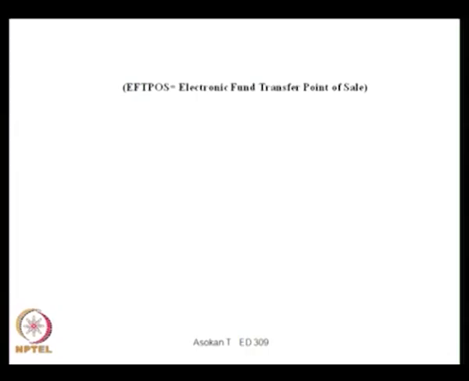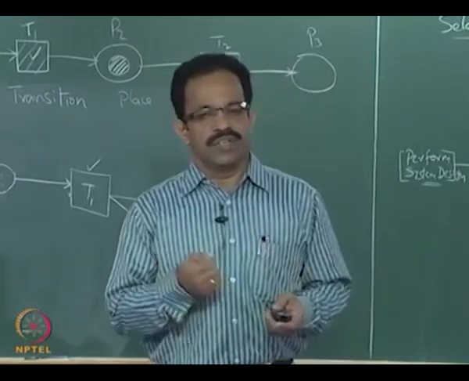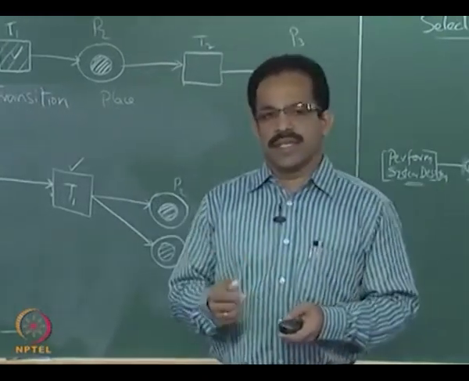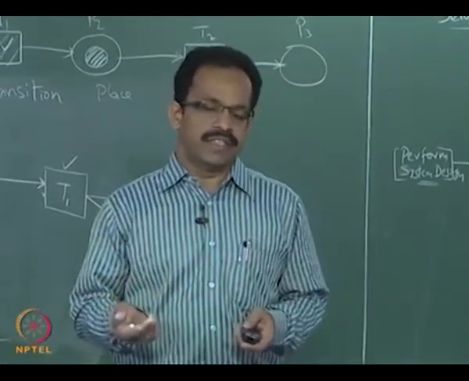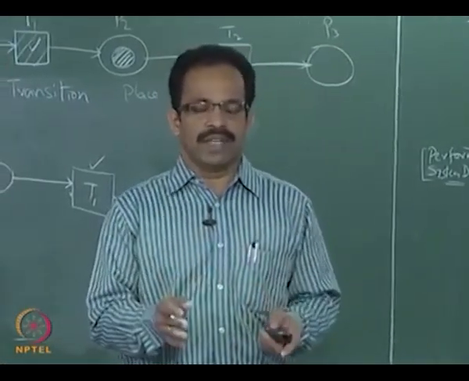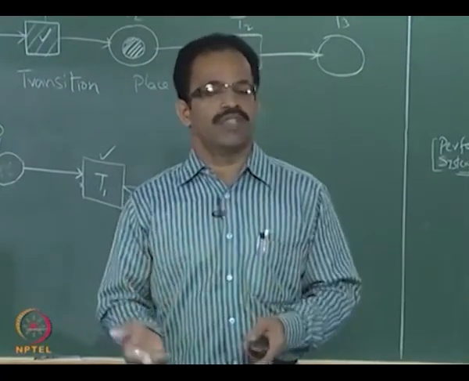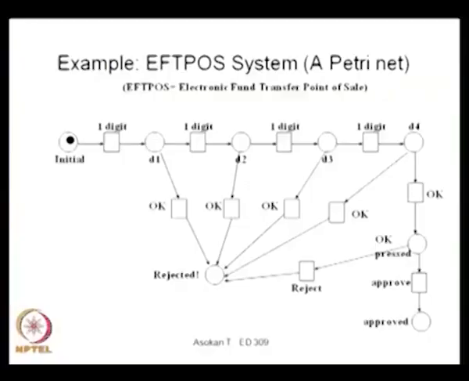Let me take an example and show you how to actually represent a scenario using the Petri net. So here we take again a simple example, an electronic fund transfer point of sale. We know that we normally go to an ATM machine or an electronic point of sale, we have to insert the card and give the password, and then only it will accept the card and then the transaction will take place. So how do we actually show this using a Petri net? This is a very simple example for use of Petri net. Petri nets can be used for much more complex situations, but in order to understand the use of Petri net, we will take this example.